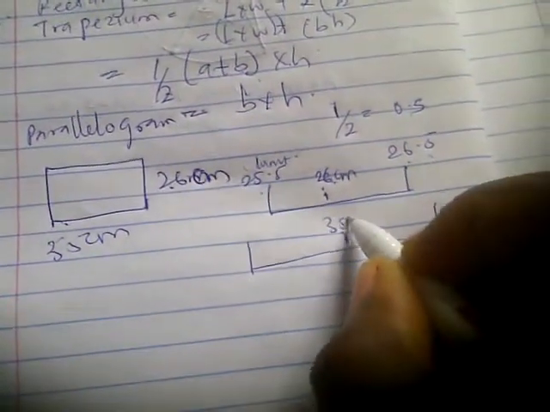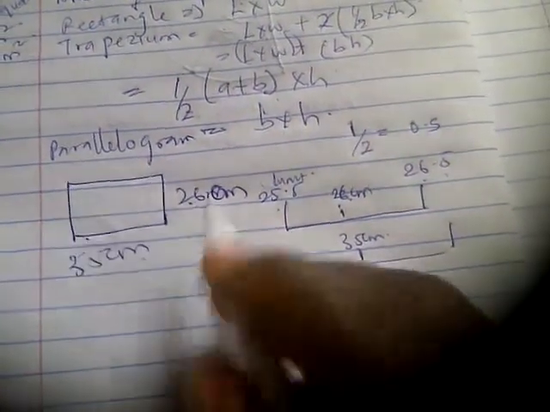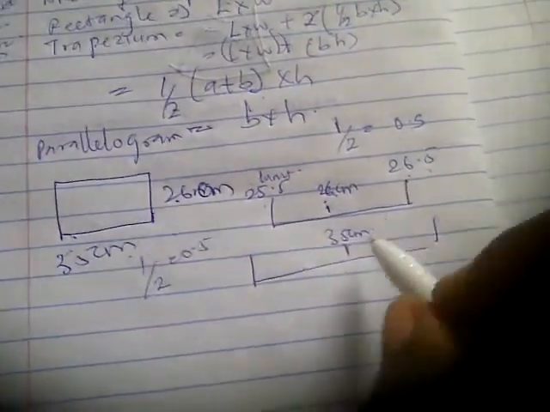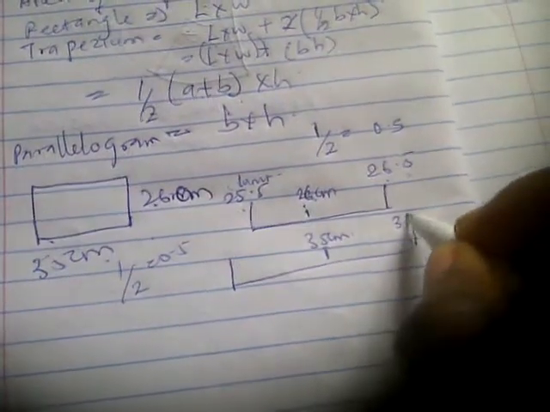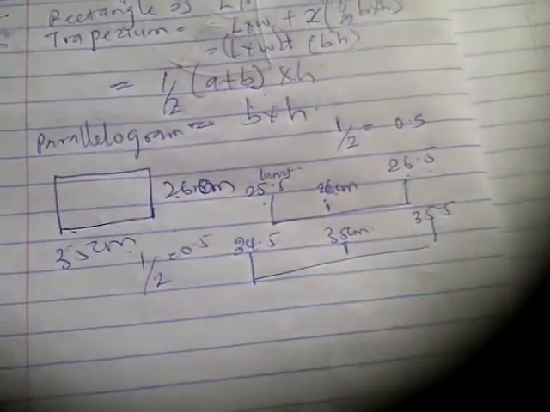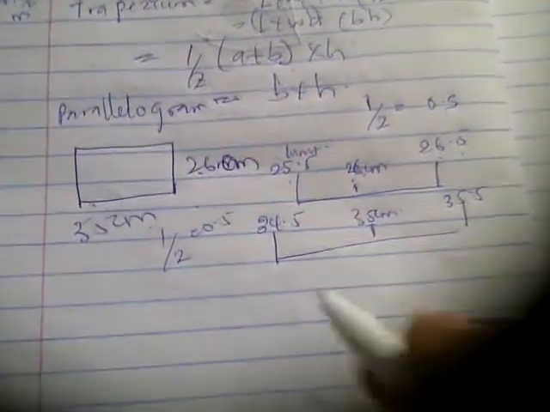you have 35 centimeters here. Now it's to the nearest 1 unit again, so you divide by 2, that's 0.5. So you add 0.5 here, you have 35.5. When you subtract, you have 34.5. So now we have our two upper bounds, and we are asked to calculate the area for the upper bound.